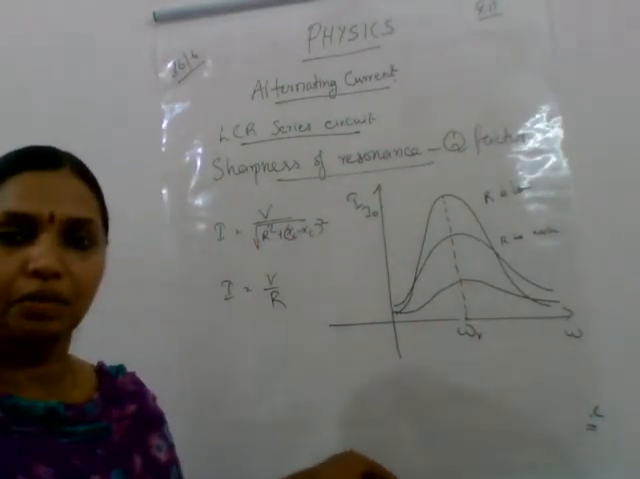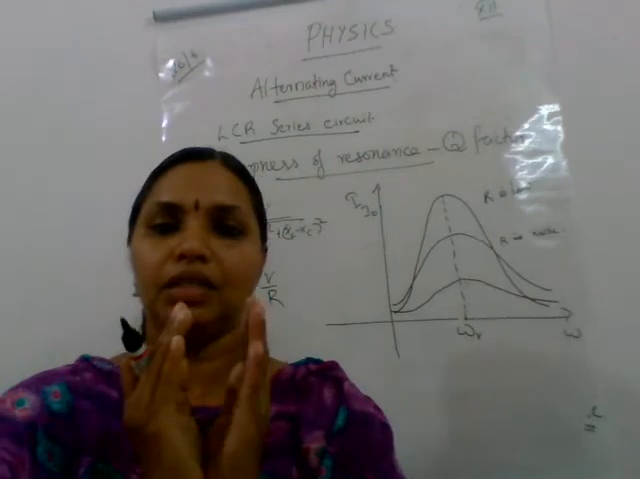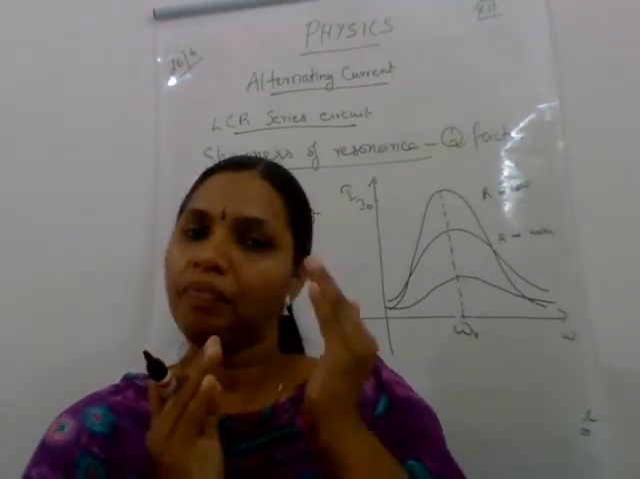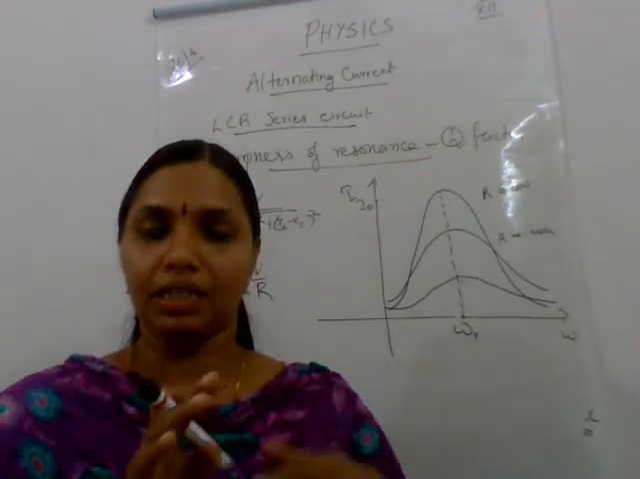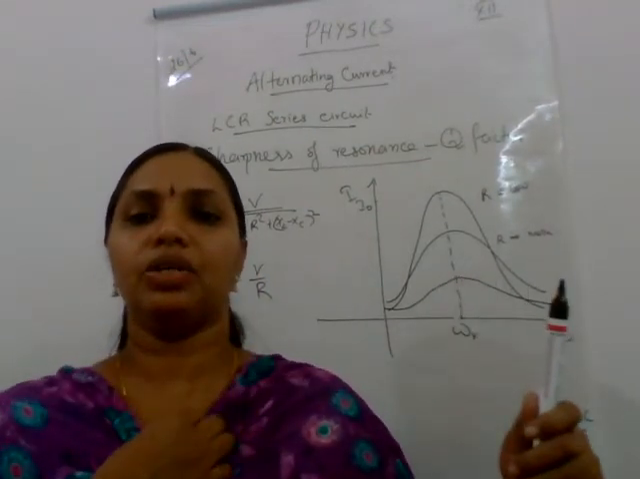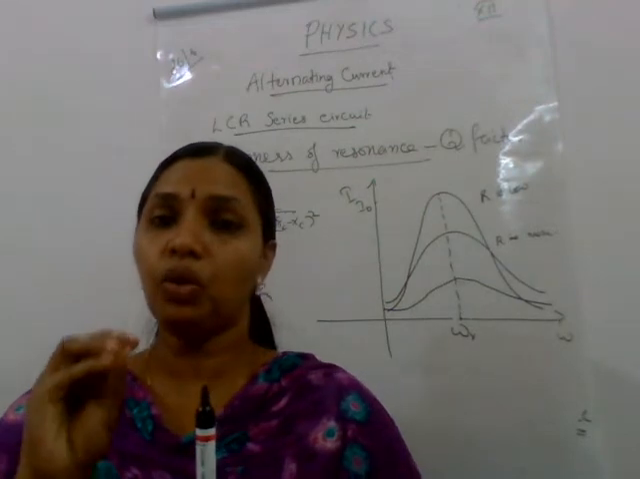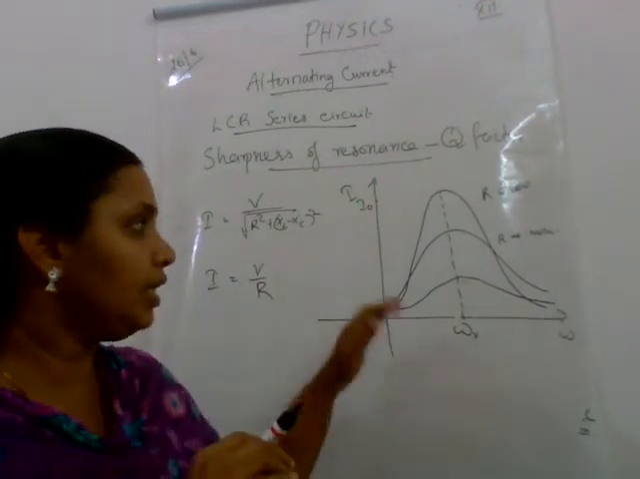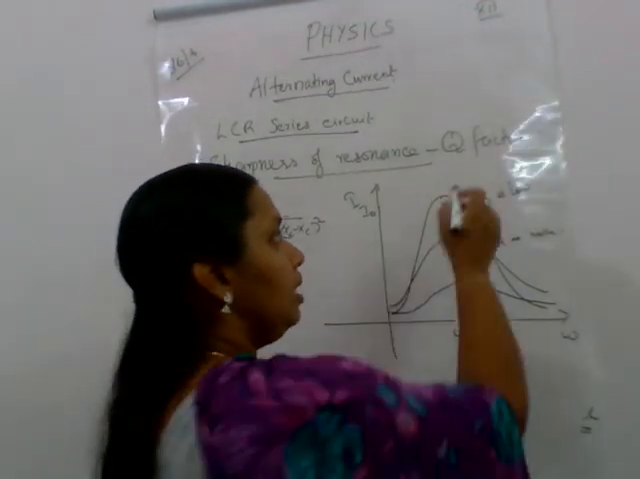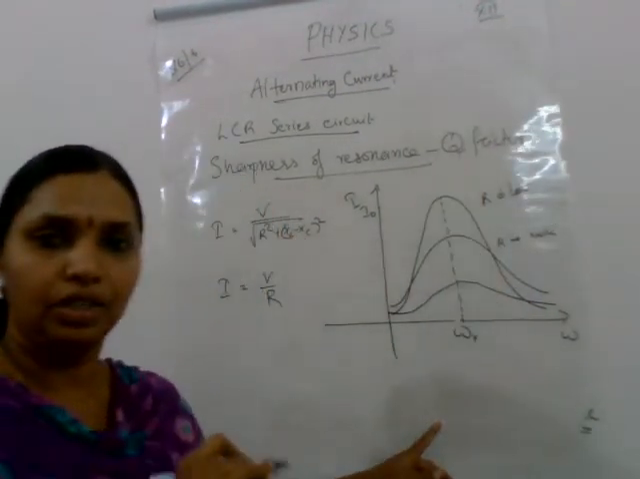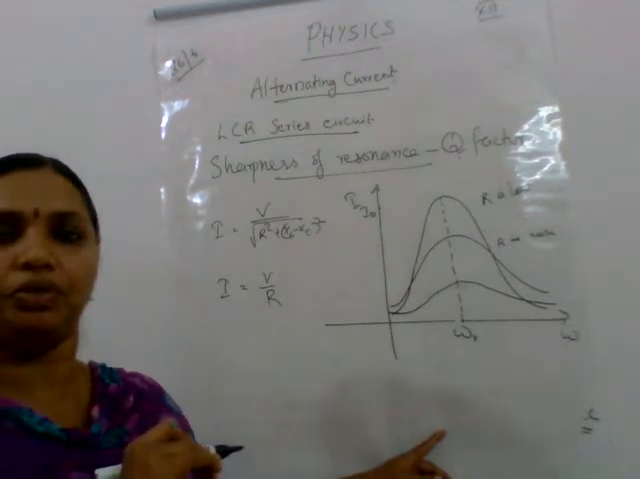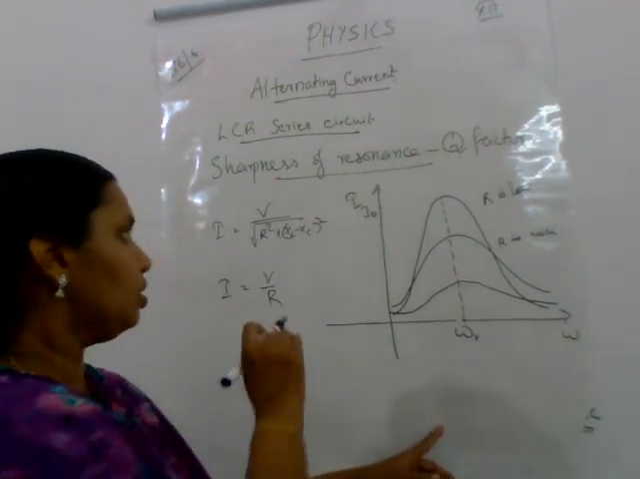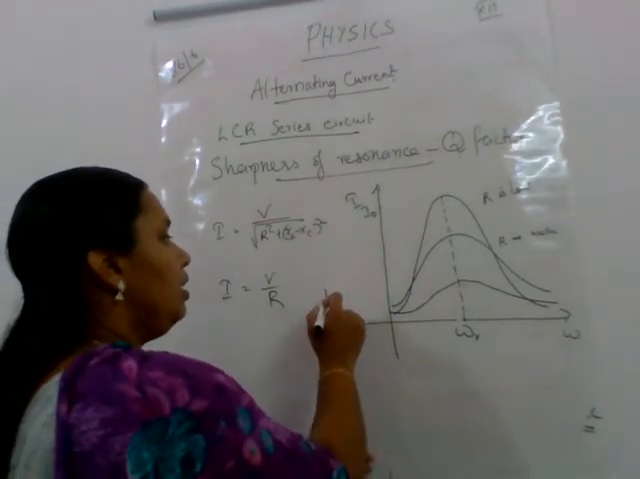So what do you mean by the sharpness? It is the term representing how sharp the peak is. So what is the condition in this circuit to get the maximum current? In the series LCR circuit, we have to use low resistance, then only we will get the maximum current. That is determined by the factor called the Q factor. So we can calculate the Q factor, and according to it we can choose the components, that is L and C.